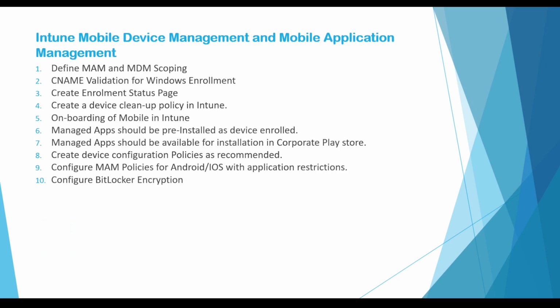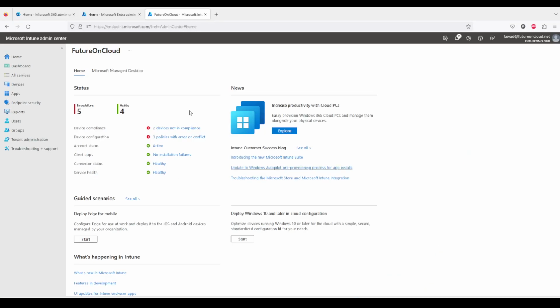So in mobile device management, we will define the MDM and MEM scoping, then CNAME validation for Windows enrollment. Then we will move forward to create the enrollment status page, then the cleanup policy. Then we will jump into hands-on for onboarding of mobile Intune. Then manage apps. We will push some apps as corporate apps, which is really required for our end customers or end users, right? So let's jump into our company portal.